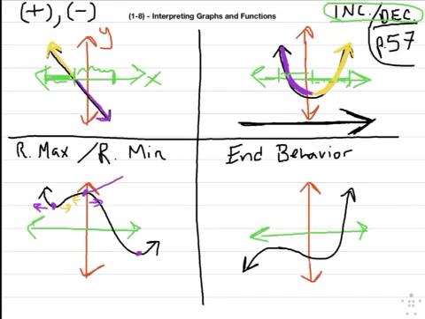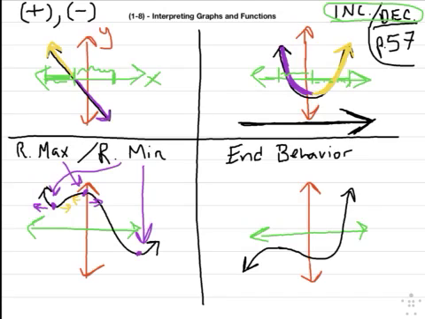So this one's a relative maximum. Let me make sure that's nice and clear for you. This one would be a relative maximum. This one is a relative minimum, and this one's another relative minimum. Okay, then we have end behavior.